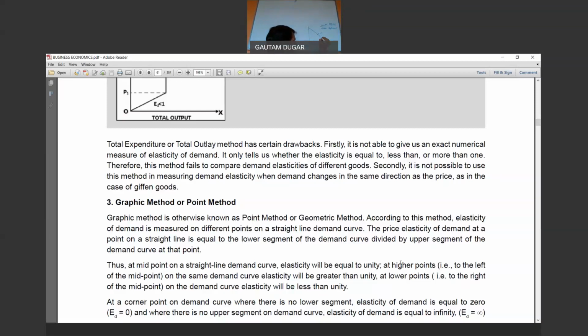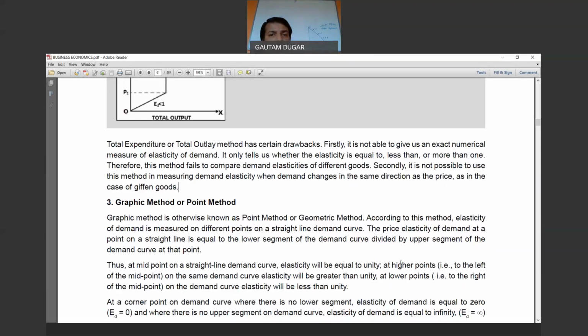However, reaching this point, the lower segment by the upper segment is this much. So I was having a more length, I was having a smaller length. Here the elasticity of demand will be less than 1. At this point, the elasticity would be greater than 1 because of the lower segment by the upper segment. Here the elasticity is equal to infinity, and at this point the elasticity is equal to 0.